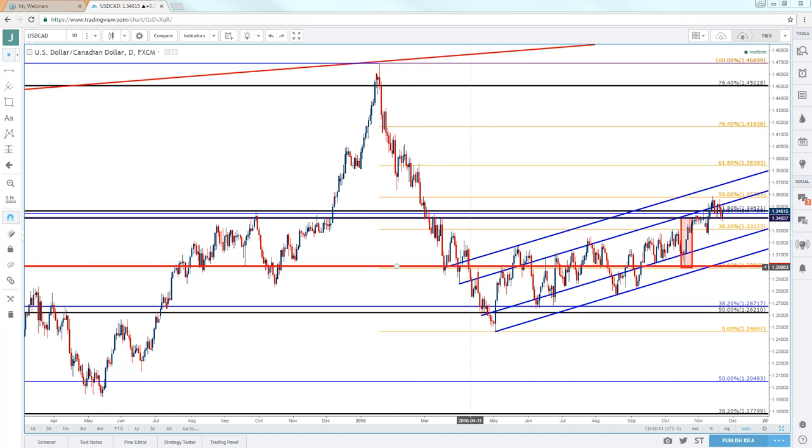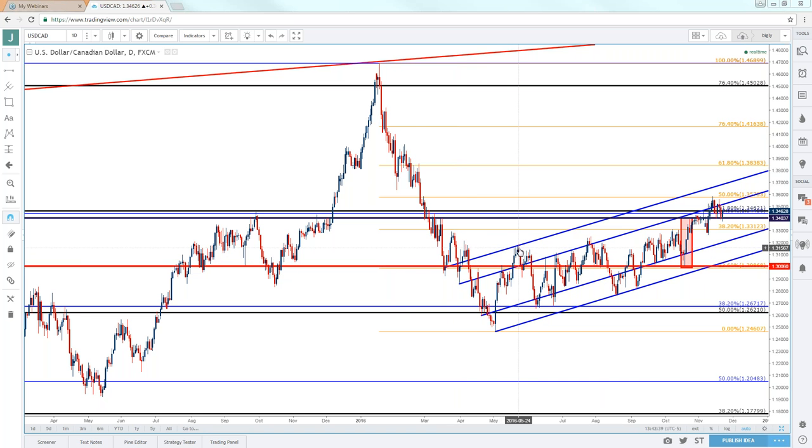That CAD strength came at a really bad time for Canada because as the Canadian dollar was strengthening, oil was recovering, which would normally be a good thing for Canada. But because the Canadian dollar was strengthening deeper and deeper, Canada didn't get a lot of that benefit. To the point where through this channel, Canada developed and produced some of the worst export numbers in its history, largely because of the really strong CAD.